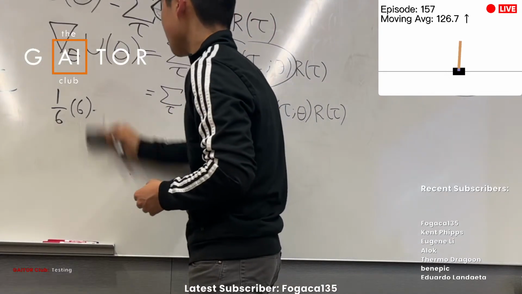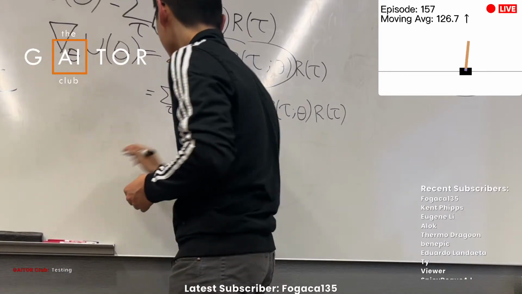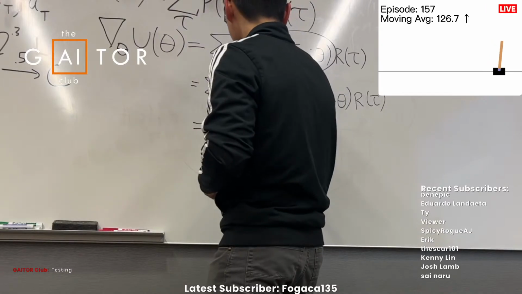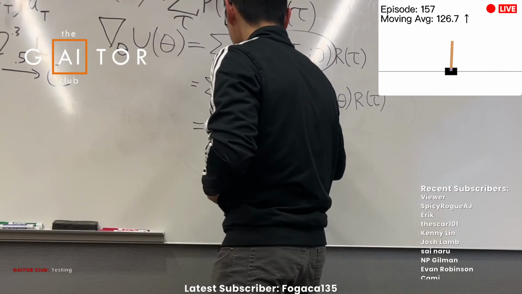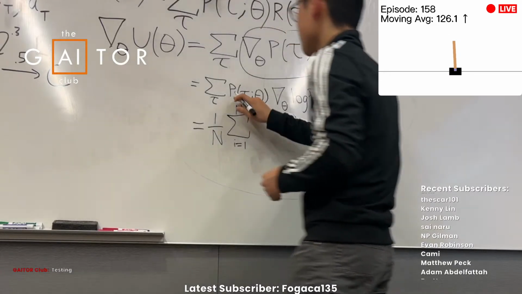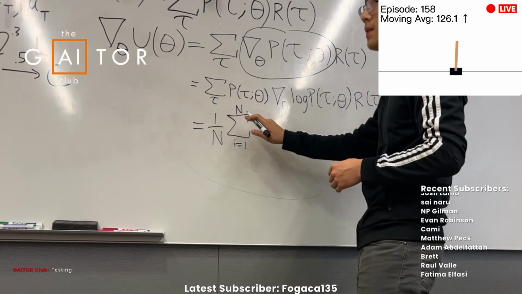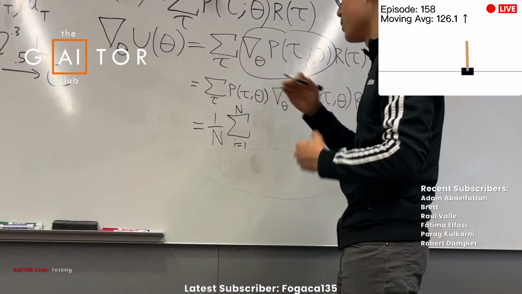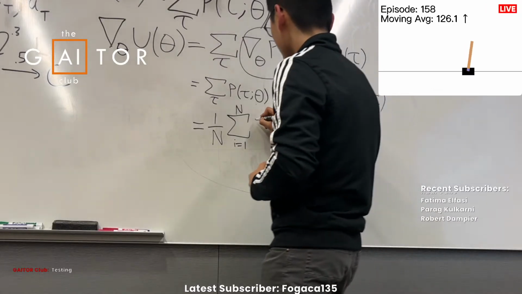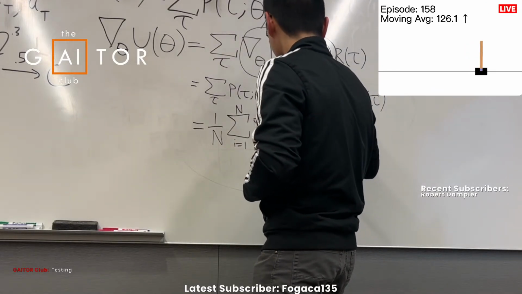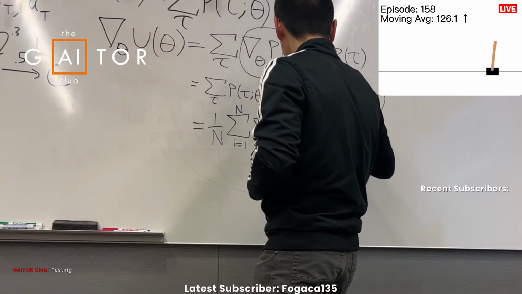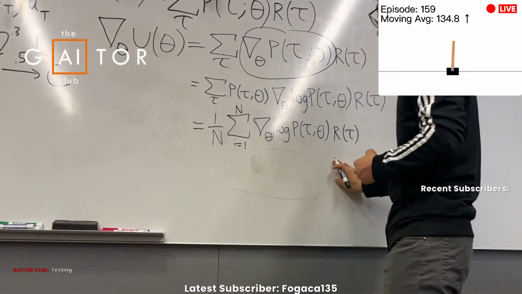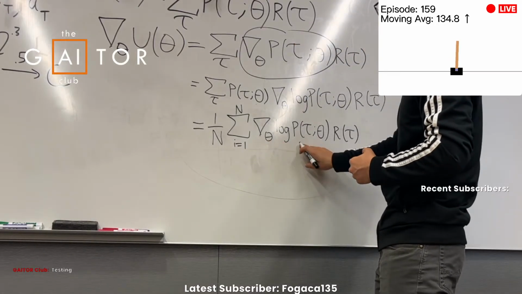So using a Monte Carlo simulation, we can let this be 1 over n, where n is the number of samples, summed from i equals 1 to n. And this eliminates the probability term, because we're sampling from the distribution, and that probability is inherent in the samples we get in the distribution. We get the gradient of the log of p of tau theta times r t. And now we want to find out what the gradient of the log is.